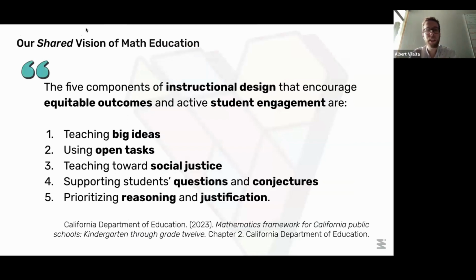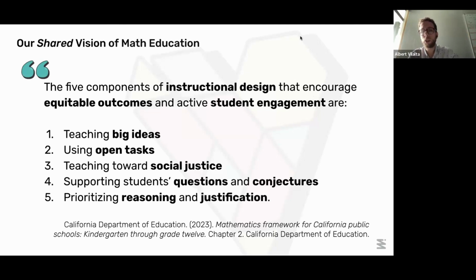I also want to emphasize real quick this quote from chapter 2 of the framework. I really like how they define the five components of instructional design for equitable outcomes and student engagement, probably the two biggest challenges that we are dealing with these days, right? And they propose five components that I really love. One, teaching big ideas. And by big ideas, we mean big clusters or groups of related content that need to be connected. Number two, use open tasks, rich tasks, tasks in which the thinking is the main character.